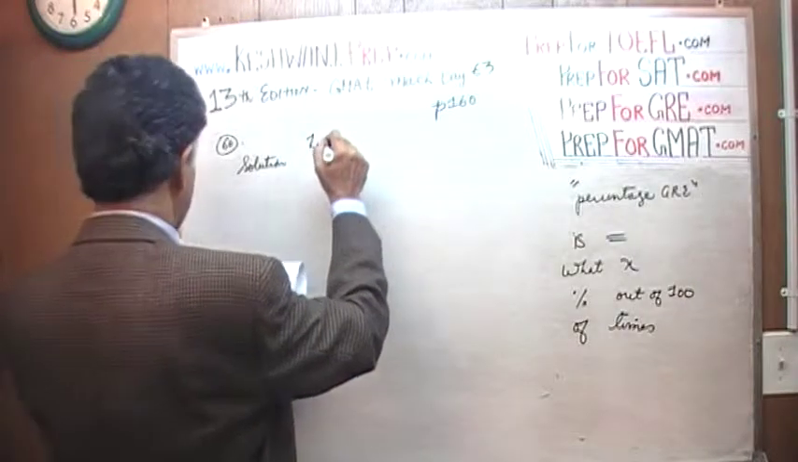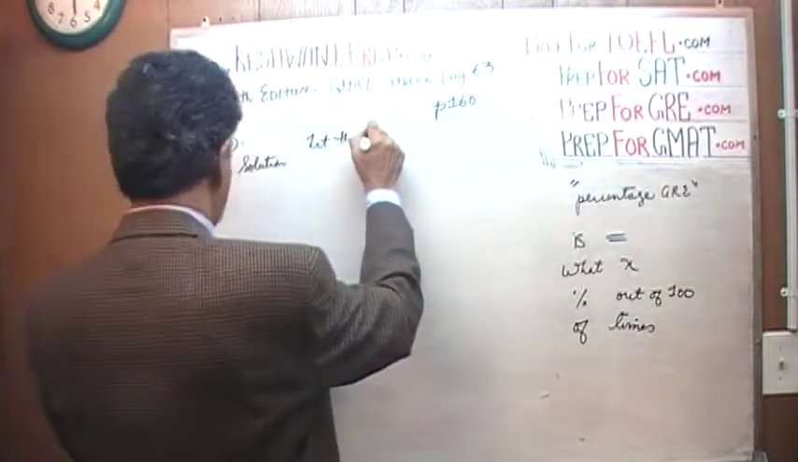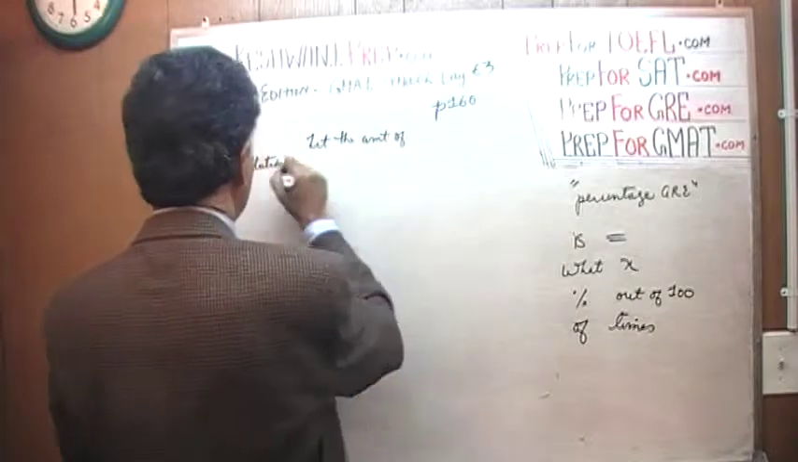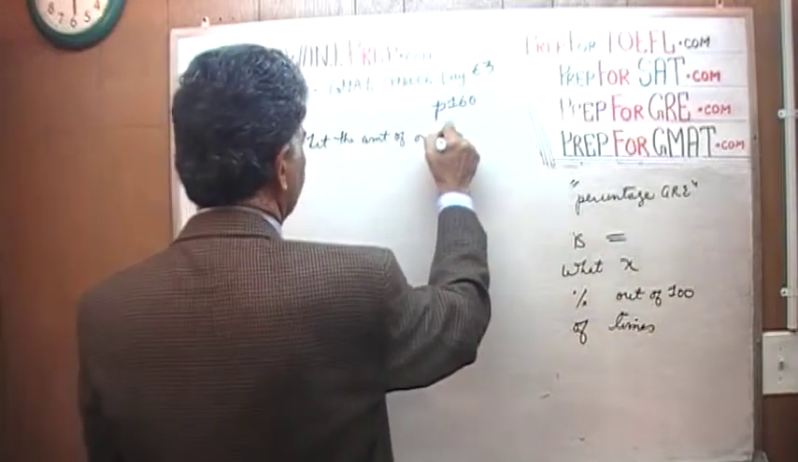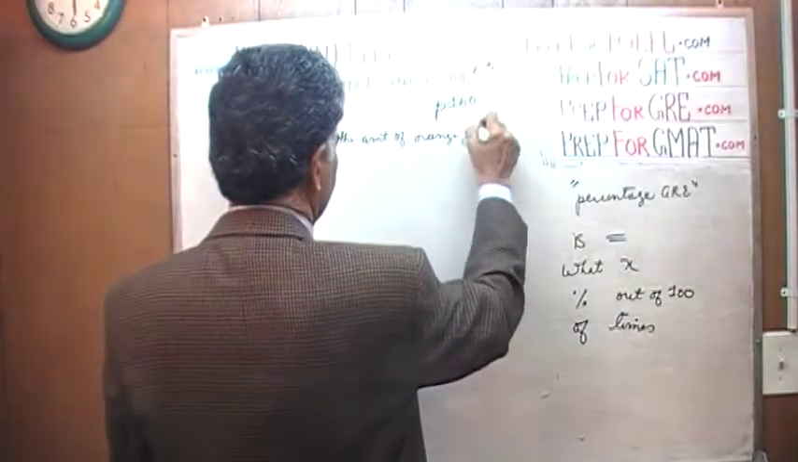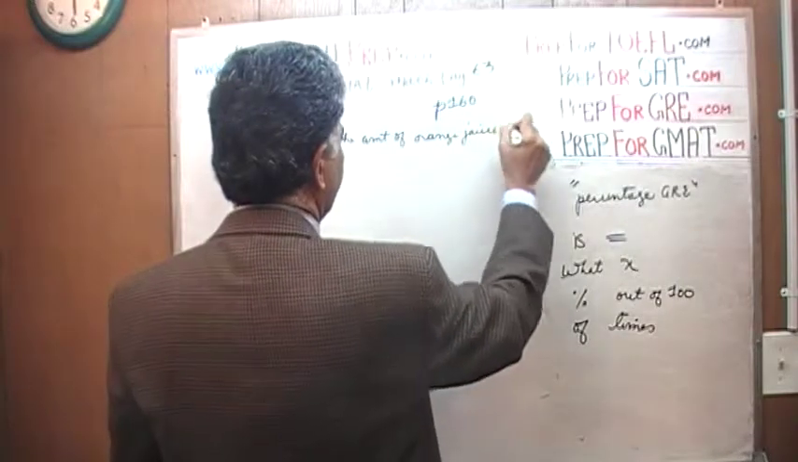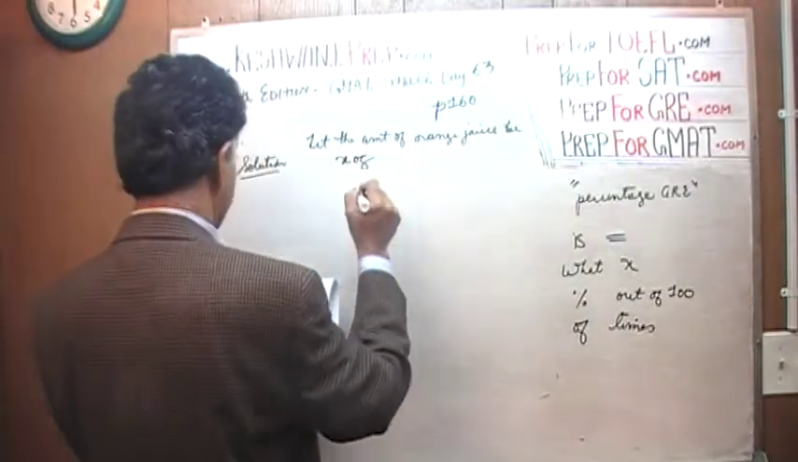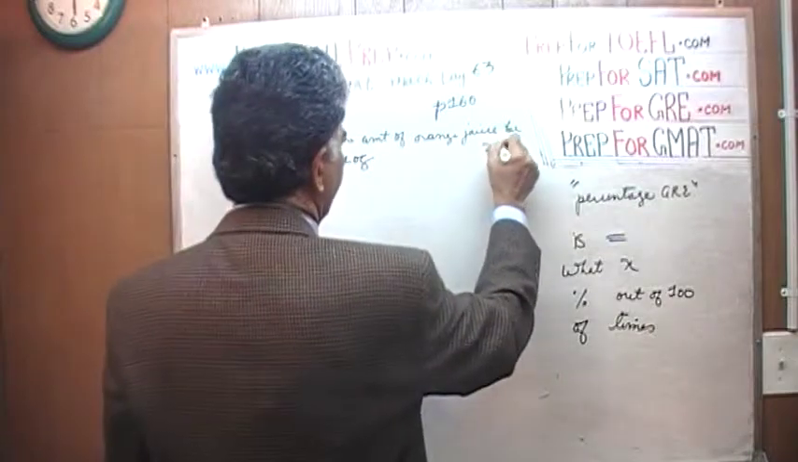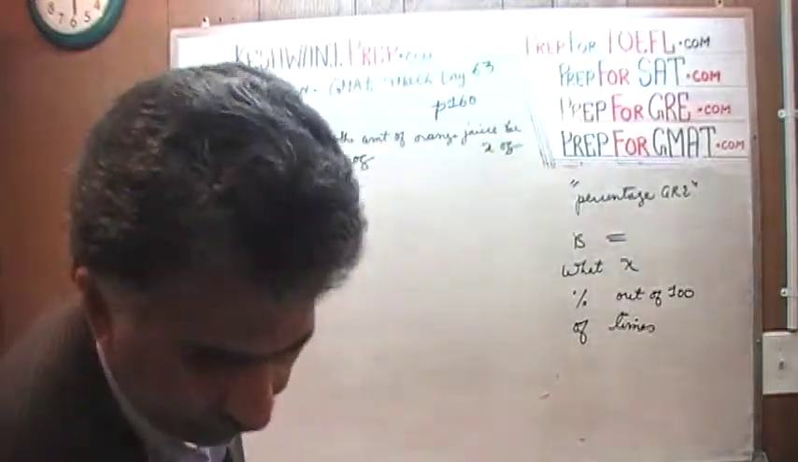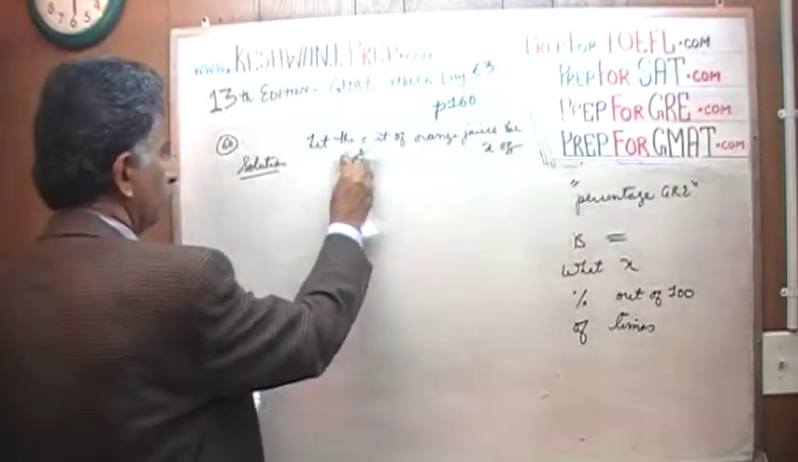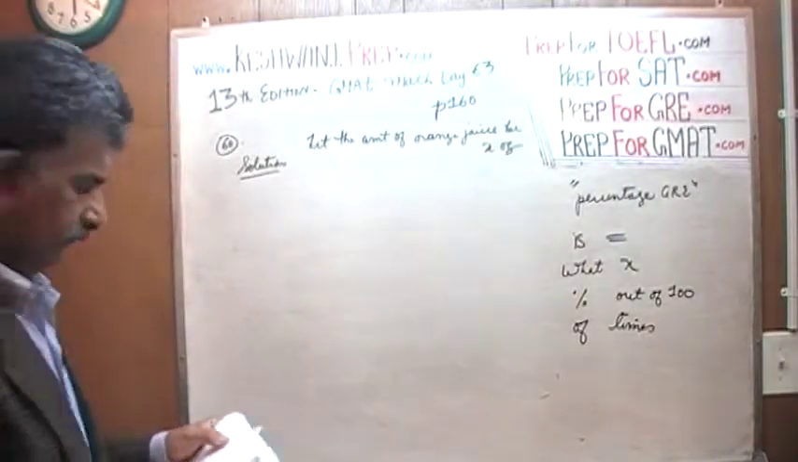Let the amount of orange juice be X ounces. So we are pretending that we use a can of orange juice which contains X ounces.